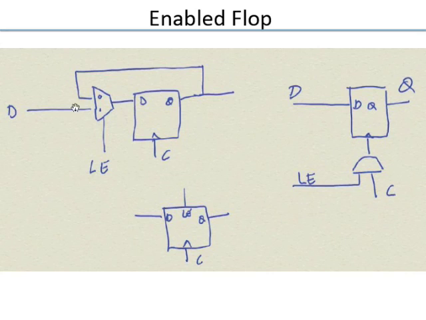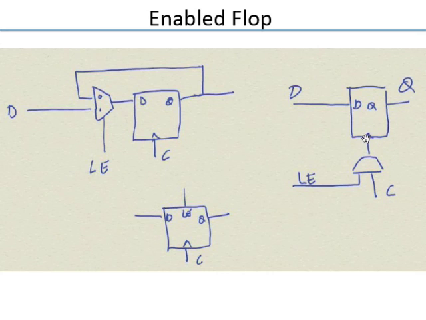Either this way, where the output is recirculated back to the input. If load enable of this enable is 0, then D will always see Q. So the same value keeps getting recirculated. As long as enable is low, the same value keeps getting circulated. Only when enable goes high will a new value get registered by this.